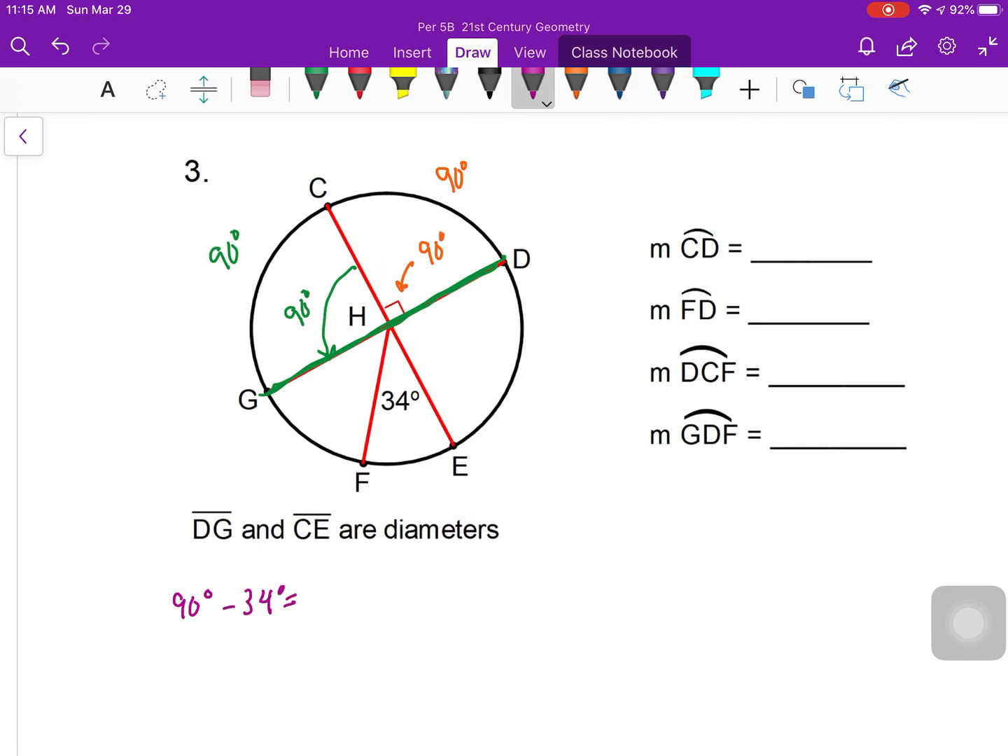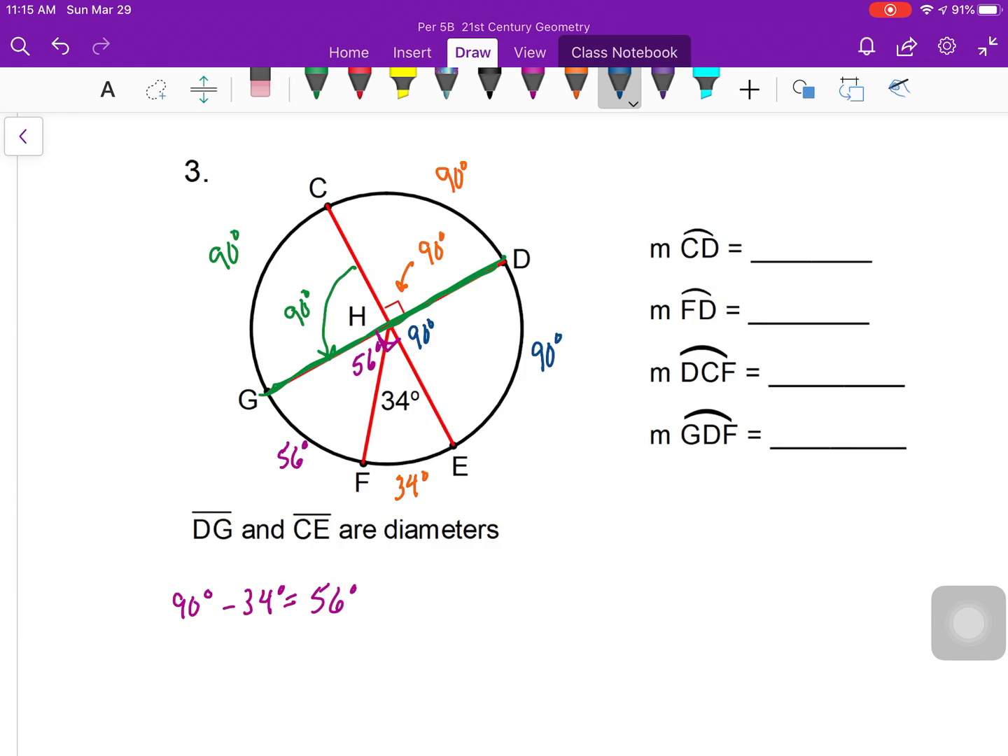And then we can take 90 degrees minus 34 degrees equals 56 degrees. And that would be this one, because I know that's a right angle right there. So that's 56 degrees. This one over here would be 34 degrees. And this one would be 90 degrees. So this is 90 degrees as well.